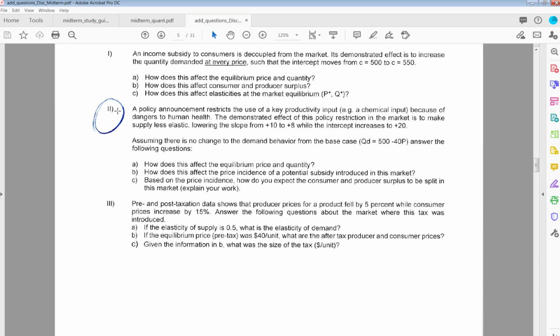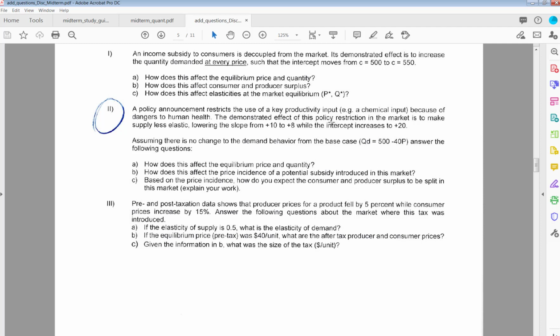Okay, I think we're ready for question 2 now. A policy announcement restricts the use of a key productivity input. So think about it as a chemical input that maybe controls competing weeds or pests of some sort. Something that competes. But just as a generic example, let's say it's because of the dangers to human health. So it's either a restriction on where it can be applied, when it can be applied, or the amounts, however you want to think about it. It's not specific, but the demonstrated effect.